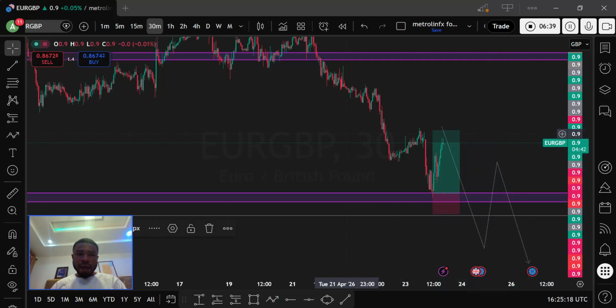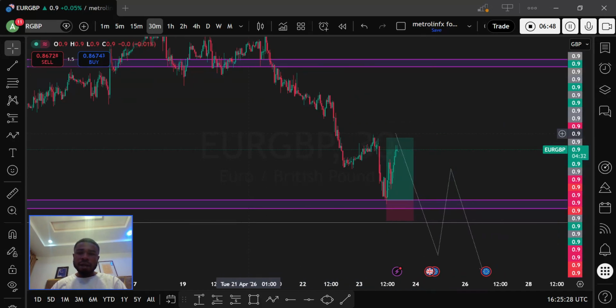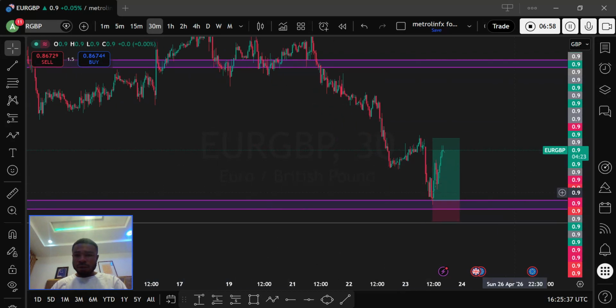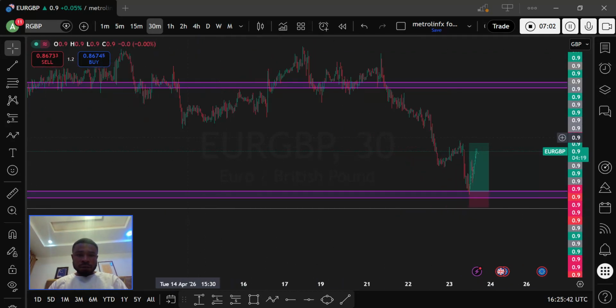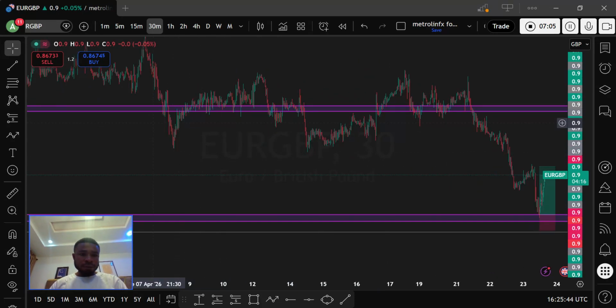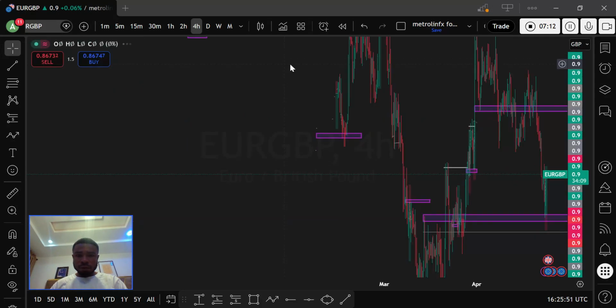But for me, I know that this market will definitely get to this point before giving us a new lower low. But then again, we are not the owner of the market. The market can decide to do whatever it wants. That's why I decided to take my profit from this level. I hope you guys are understanding. So this is how I got this entry.